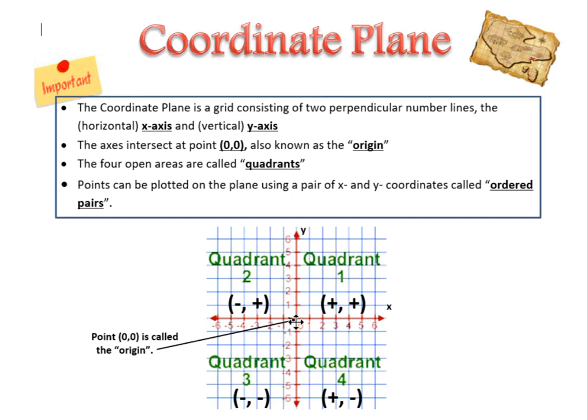The 0, 0 is the origin, just like we said. And here, once again, we have our quadrants 1, 2, 3, and 4 with our positive, positive, negative, positive, negative, negative, positive, negative. These are what's called ordered pairs. When it comes with an x and a y, it's ordered pairs.